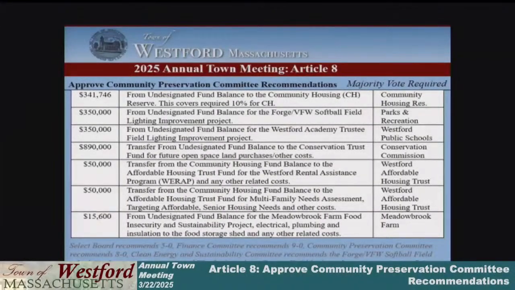$350,000 from the undesignated fund balance for the Westford Academy trustee field lighting improvement project. $890,000 transferred from the undesignated fund balance to the Conservation Trust Fund for future open space land purchases. $50,000 transferred from the Community Housing Fund balance to the Affordable Housing Trust Fund for the Westford Rental Assistance Program. $50,000 transferred from the Community Housing Fund balance to the Affordable Housing Trust Fund for a multifamily detailed needs assessment targeting specific affordable and senior housing needs. $15,600 from the undesignated fund balance for the Meadowbrook Farm Food Insecurity and Sustainability Project to provide electrical, plumbing, and insulation to the food storage shed.